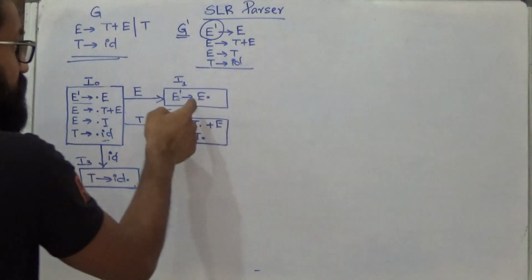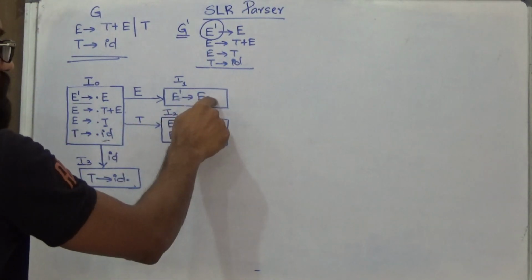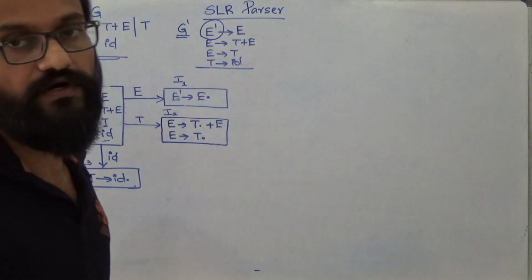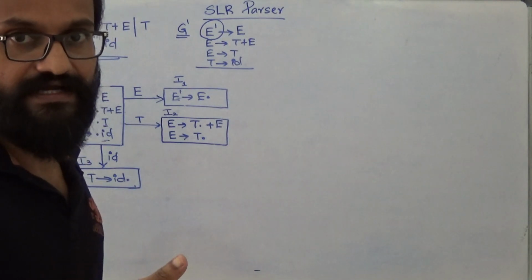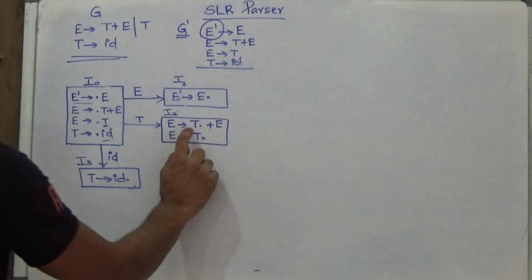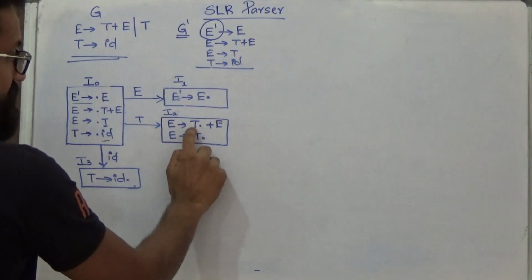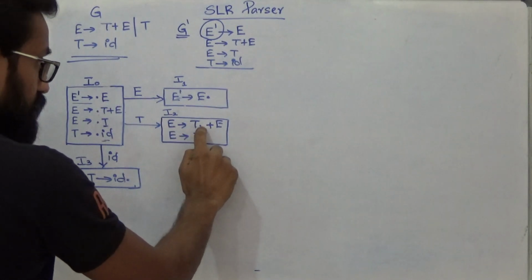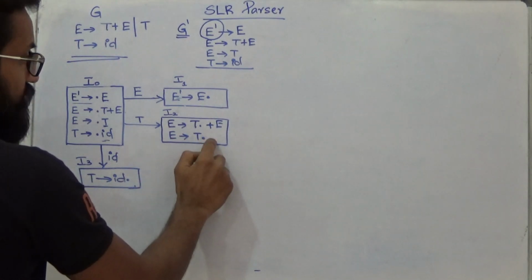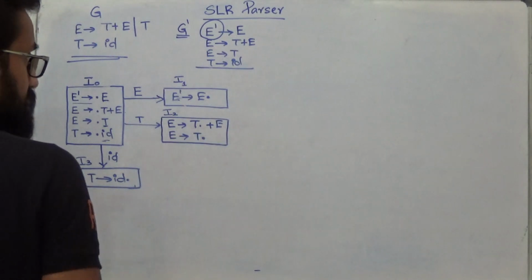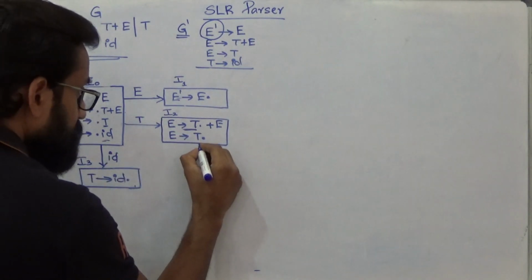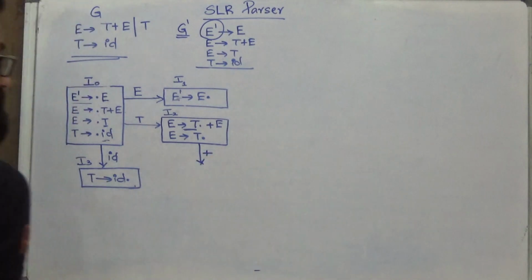Now you can process I1 and verify whether you can add any transition to I1. You cannot add any transition to I1 because you are not having any right hand side containing dot followed by some grammar symbol. What about this one? Here you are having an item whose right hand side contains dot followed by a grammar symbol. But if I consider this item, you are having dot followed by nothing, so you don't need to consider this one. If I consider this particular item, I can apply the transition corresponding to plus.